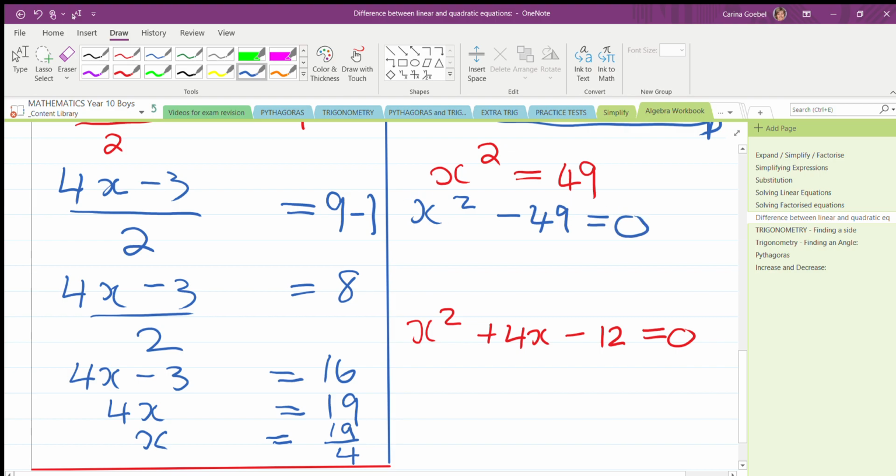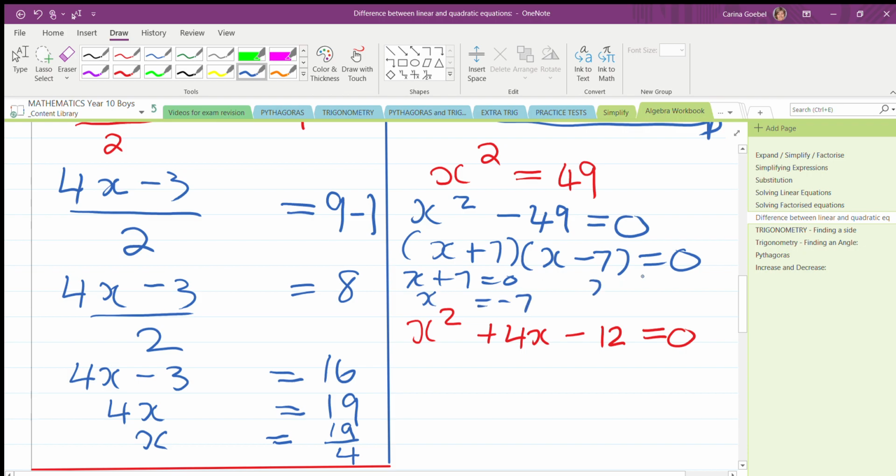Now the next step tells us to factorize it. You can see that difference of squares, so that's x plus 7, x minus 7. Okay, now you can solve it. Therefore, x plus 7 equals 0, so x is equal to minus 7, and x minus 7 equals 0, so therefore x is equal to 7. So that was a difference of squares.